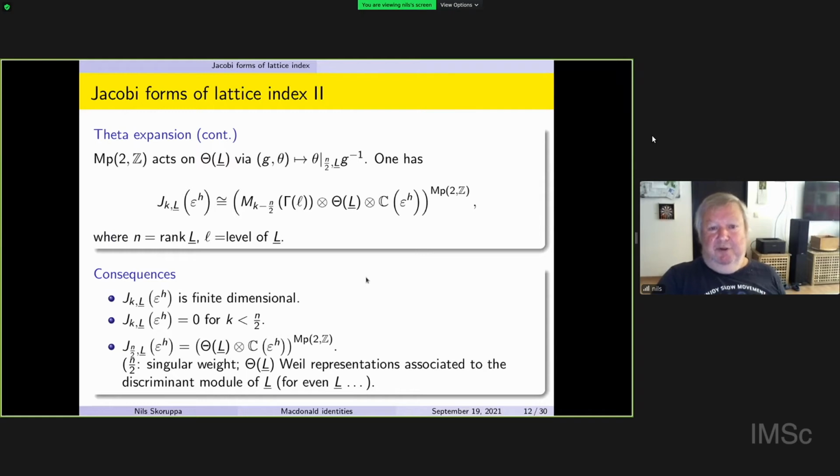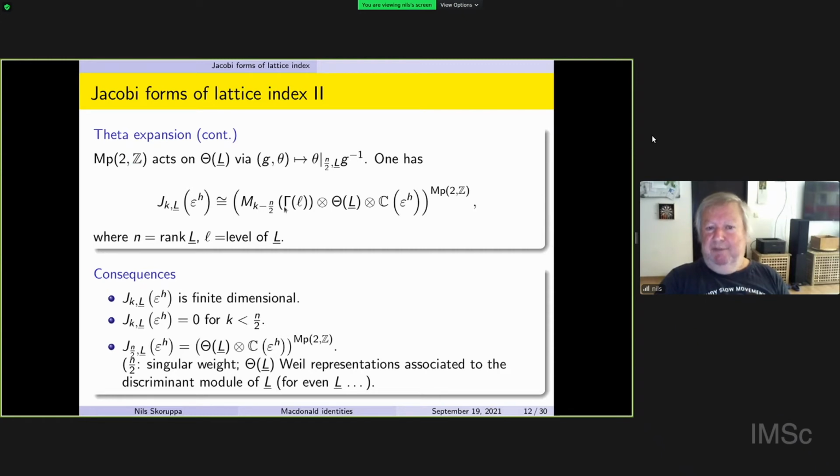And it's known since eternities that Mp2(Z) acts on the theta of L. Well, for the shadow, it's maybe not so known, but it's also not difficult to work out. So it acts on the theta of L. The action is, of course, this slash action of weight one half that you saw there in the transformation formula of the Jacobi forms. And if one studies this action, one has then a very natural isomorphism between the space of Jacobi forms and the spaces that you see on the right. So on the right here, you see this Mp2(Z) module, theta of L. You see the Mp2(Z) module of modular forms on the group gamma of l, where l is the so-called level of the lattice L.